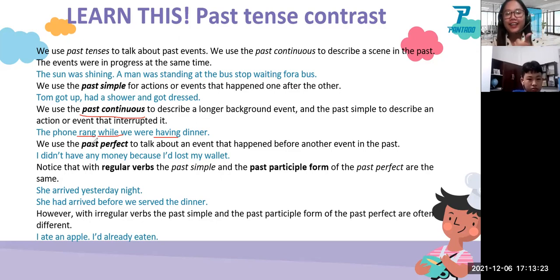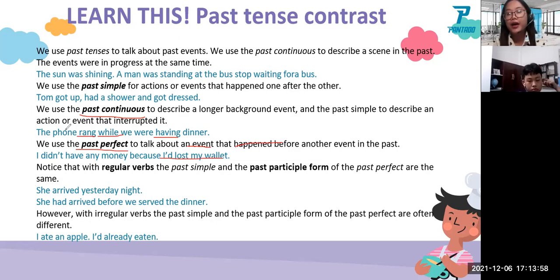Now, ready to read past perfect. We use the past perfect to talk about an event that happened before another event in the past. I didn't have any money because I lost my wallet. Oh, yes. Okay, thank you. Now, past perfect to talk about an event that happened before. I'd lost my wallet. This happened before. Right, Kua?